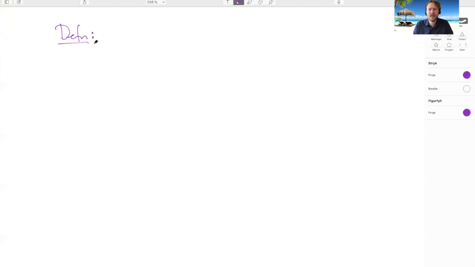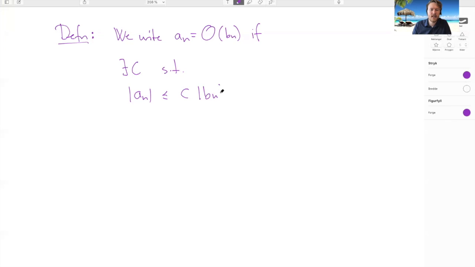And I'm trying to keep the definition slightly simple here, which can make it awkward to use actually, but I'll try to formulate it in a simple way. So we write a_n is equal to the big O of b_n if there exists a constant c such that the absolute value of a_n is less than or equal to c times the absolute value of b_n for every n bigger than 1, or well, wherever these are defined.